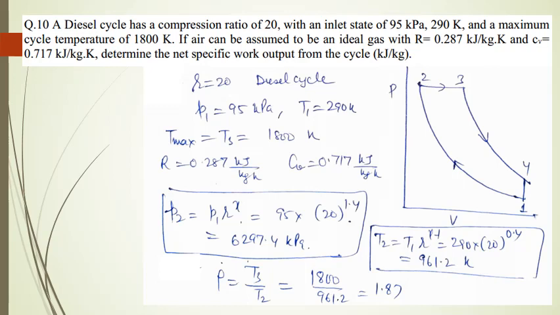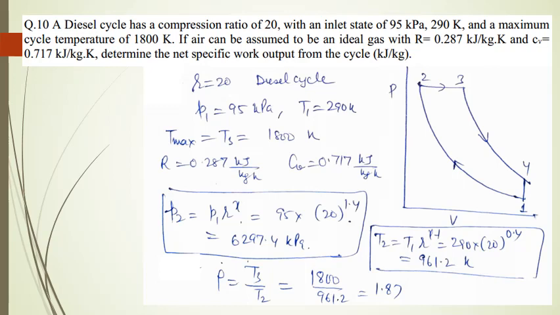Now we have given the PV diagram for the diesel cycle. The compression ratio is 20, P1 equals 95 kilopascal, T1 equals 290 Kelvin. The T maximum, that is the temperature at point 3, is 1800 Kelvin. Value of R and Cv has been given. Now P2 equals P1 into R raised to power gamma. So this gives us the value of P2 as 6297.4 kilopascal.